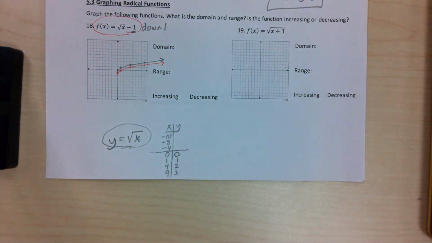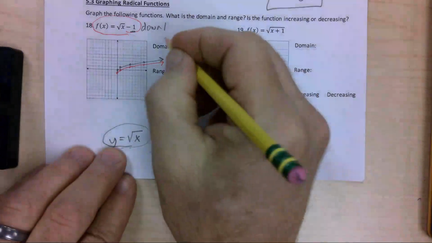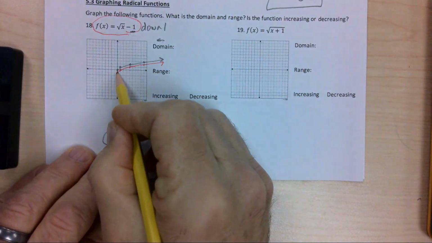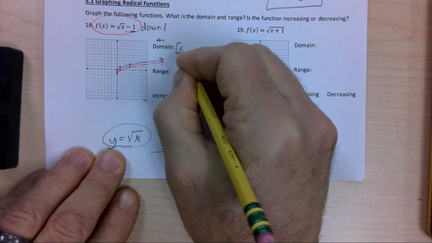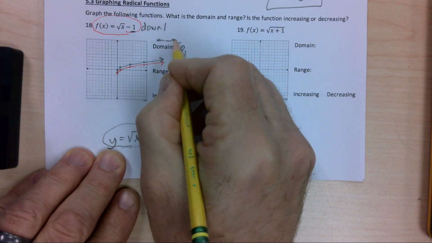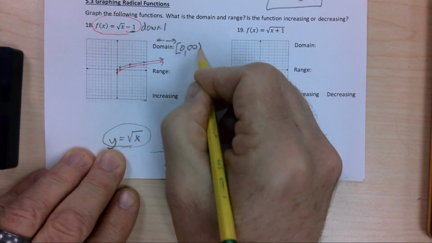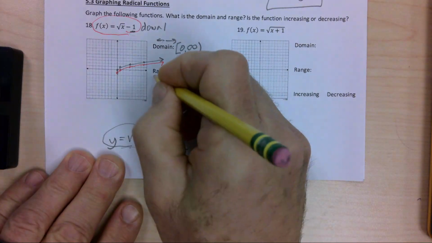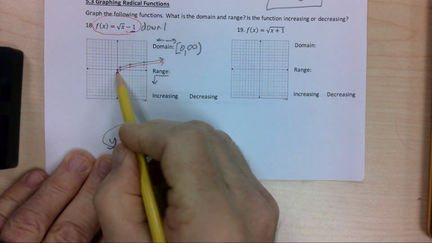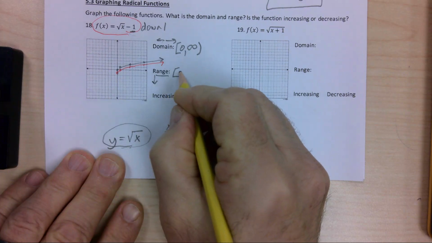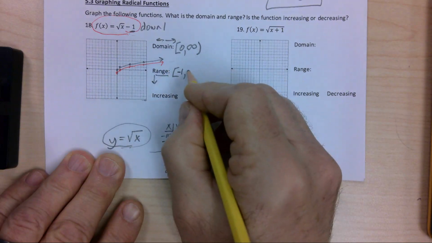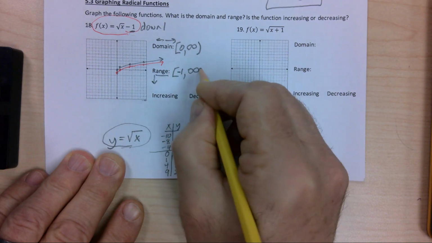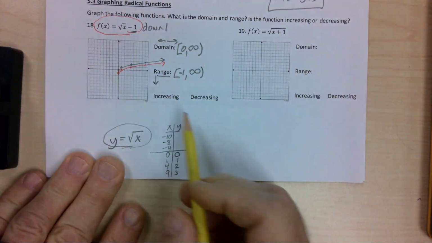So now we can talk about the domain. Well, how far left does it go? Well, it gets to 0, and it does get there. So that's a bracket, 0, and then it just goes to the right forever and ever. Range. Well, how low does it go? Always start with that. Well, it goes down 1, and it gets there. How high does it go? Well, it takes a while, but it gets up to infinity over an infinite amount of time.